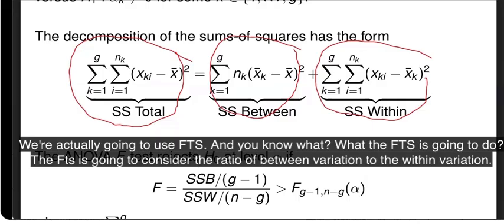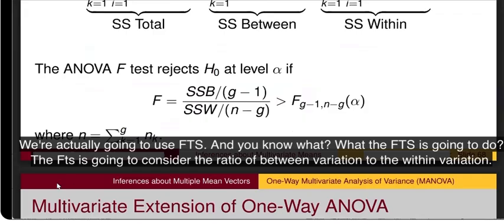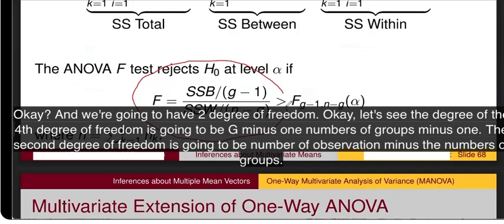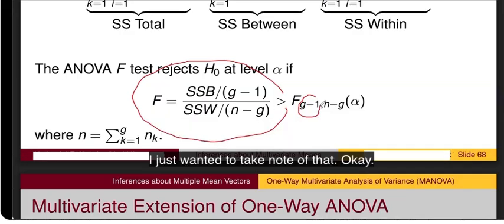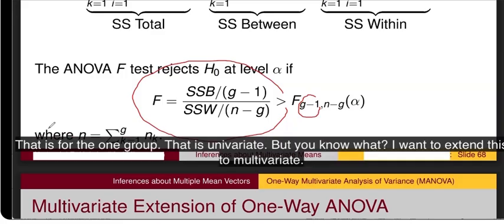And you know what? The test, please pay attention. We're actually going to use the F test. And you know what the F test is going to do? The F test is going to consider the ratio of between variation to within variation. And we're going to have 2 degrees of freedom. The first degree of freedom is going to be G minus 1, number of groups minus 1. The second degree of freedom is going to be number of observations minus the number of groups. I just wanted you to take note of that. Okay, that's for the one group.